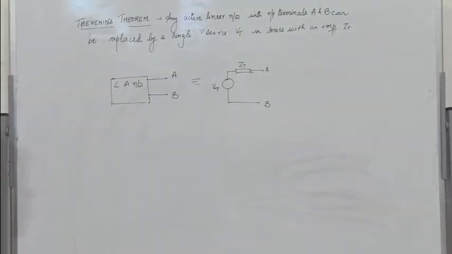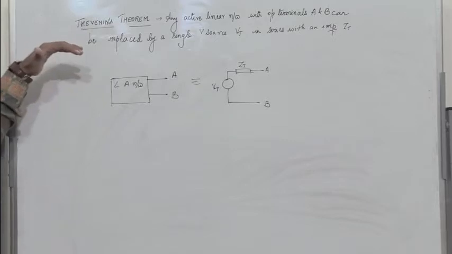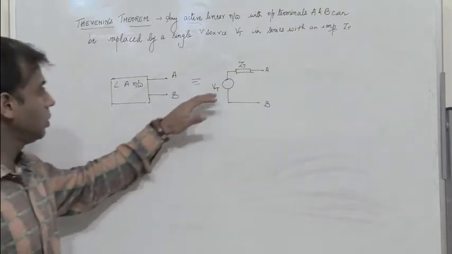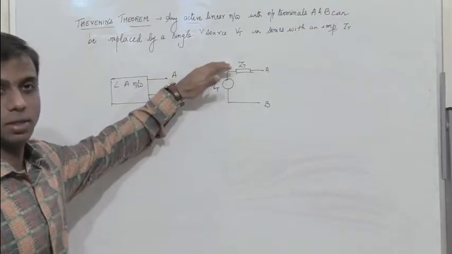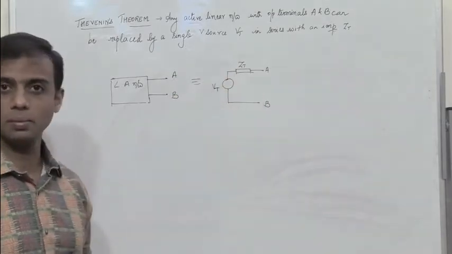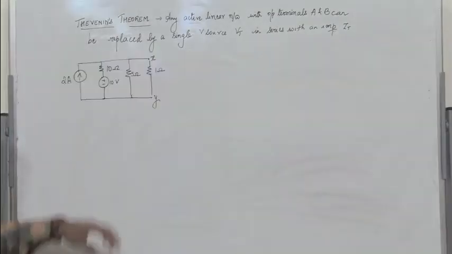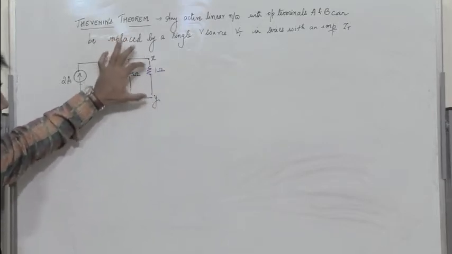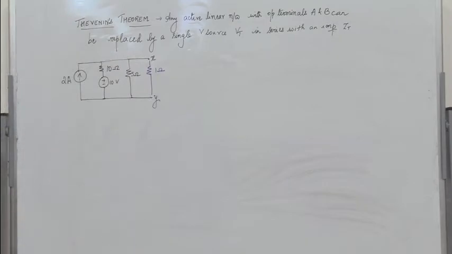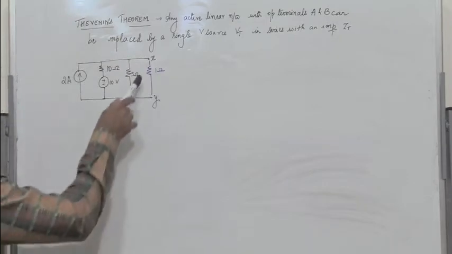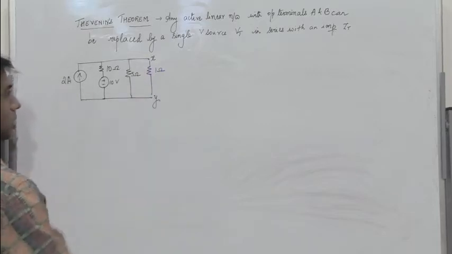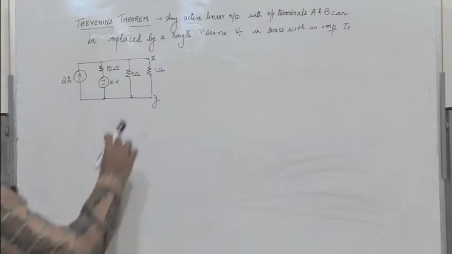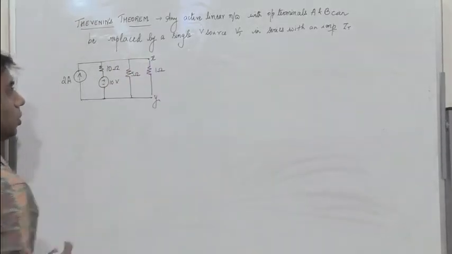Right? So let's take a few problems and see how we can apply Thevenin's theorem and obtain a single voltage source in series with a single impedance connected across the two terminals A and B. We need to find the power loss across the 1 ohm resistor which is connected across the two terminals XY using Thevenin's theorem. So I need to represent this entire network with a single voltage in series with a resistance, and then find the power loss across the 1 ohm resistor.